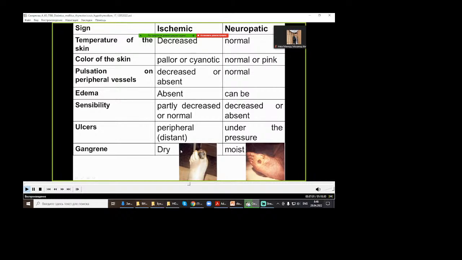And this is the picture which presents the ischemic type of diabetic foot. For neuropathic type of diabetic foot is characteristic normal temperature of the skin, normal or pink color of the skin, pulsation of peripheral vessels is normal, edema may be present, sensibility is decreased or absent, and ulcers may appear under the pressure. Gangrene is also characteristic, but it is moist.